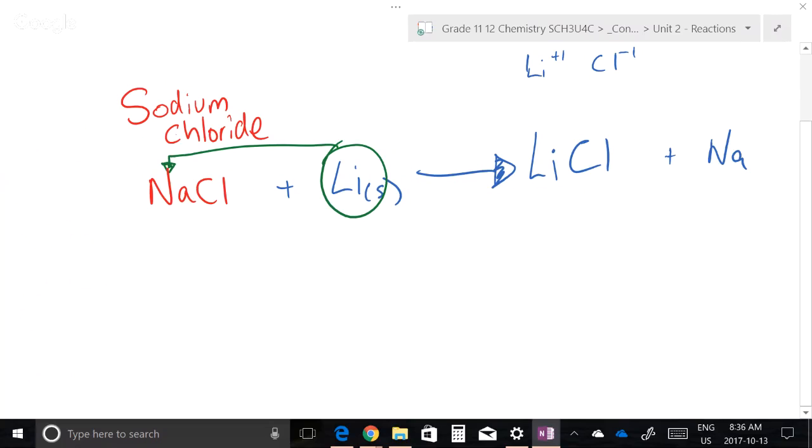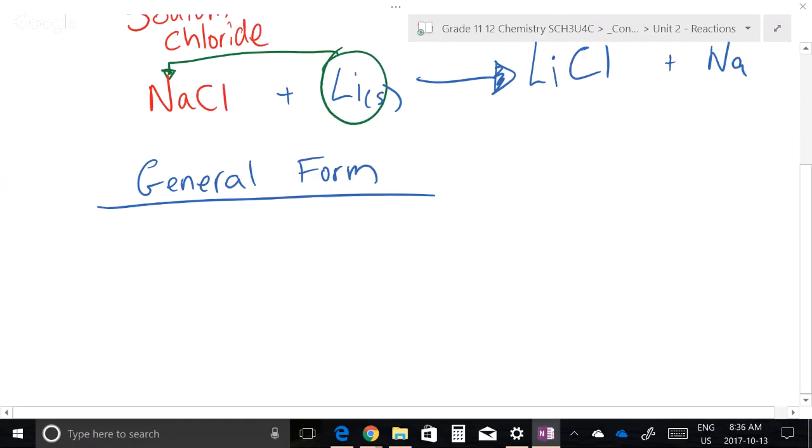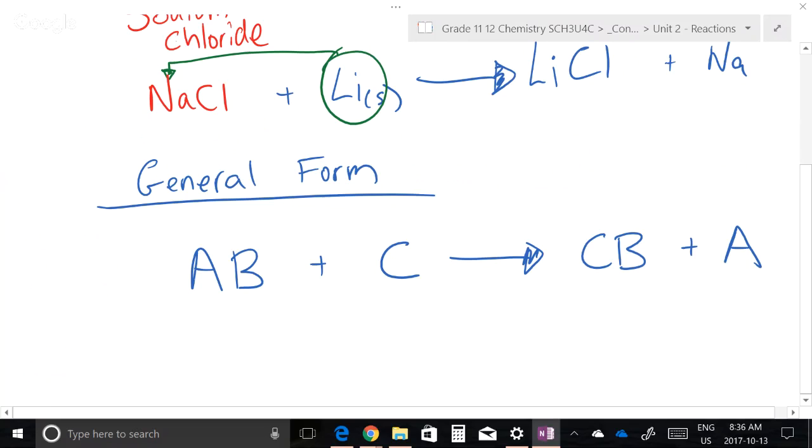Okay. So on your note, we're looking for the general form. This is that first space you have. The general form looks like this. If we have some compound AB and some other thing C, what's it going to look like? Very good. Some variation thereof.